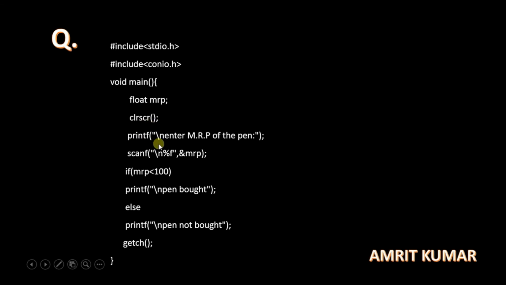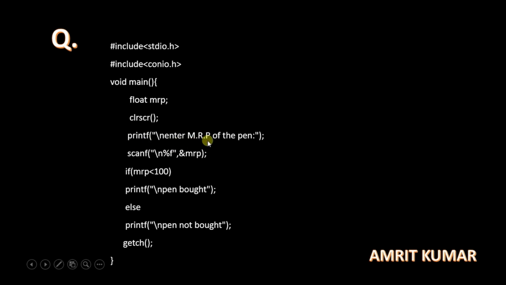Then I have used the printf function, whose work is to write down all the necessary things that should be displayed. I am using the message "Enter MRP of the pen". This will be written onto the output screen when I display it. So the printf function helps us print a message on the screen, and I have declared everything in the printf function.